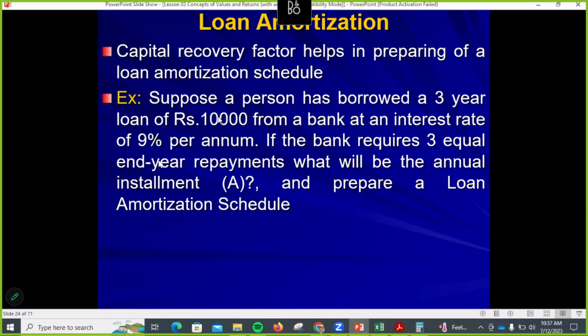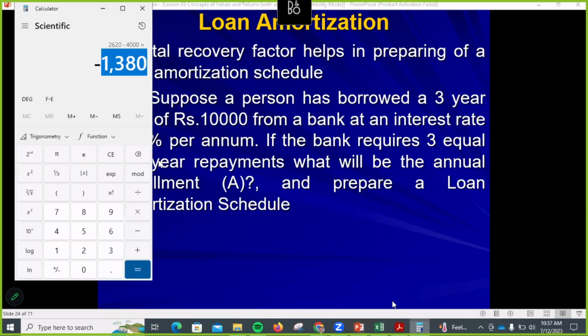So you can calculate how much is the interest. 9% interest, so this is 900 rupees per year. 900 rupees per year, 3 years, so 2,700. Right. So your payment 10,000, so 12,700 you want to pay to the bank.